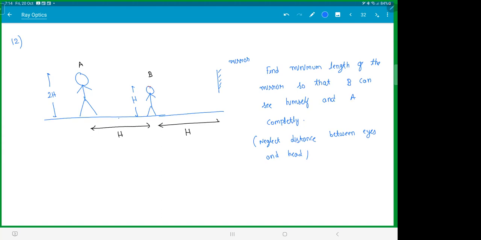I asked for the minimum length. Overhead is just too big.